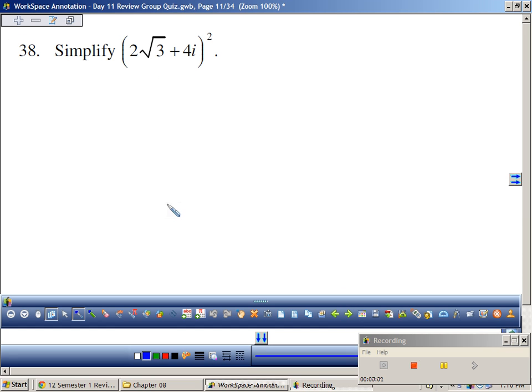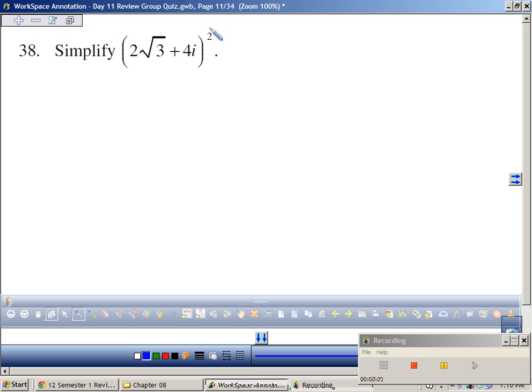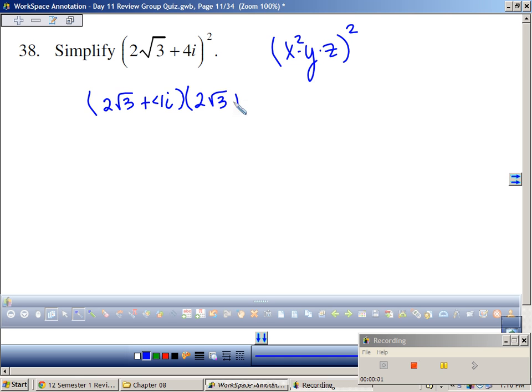But this one. How would this one? You have to FOIL or use an area model. The common misconception is distribute. Why can't I distribute the two to everybody inside? No, you can't. The only time you can distribute is when it's all multiplication. There's addition in there. So you have to just say 2 root 3 plus 4i, 2 times. That's what that is saying.